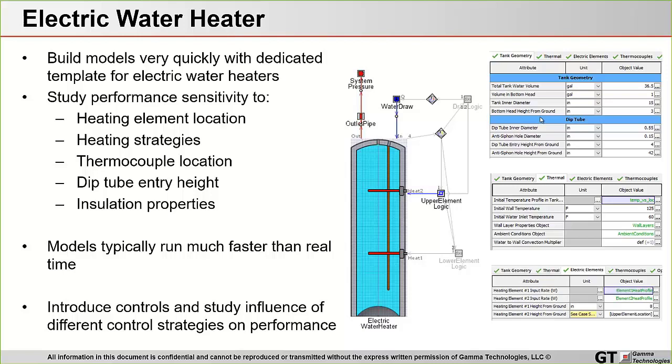And just about any of these inputs could be made into parameters. So for example, the dip tube entry height, this value can be swept to see, okay, for different values of the dip tube location, how does that influence performance? Now for electric water heater models, these models typically run much faster than real-time, so you can crank out a first hour rating scenario in the matter of a minute or so. And for 24-hour tests, you can have a result within the hour.